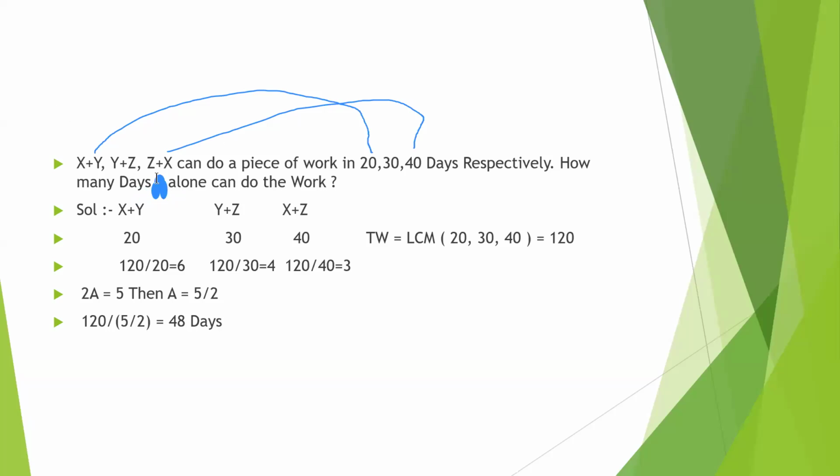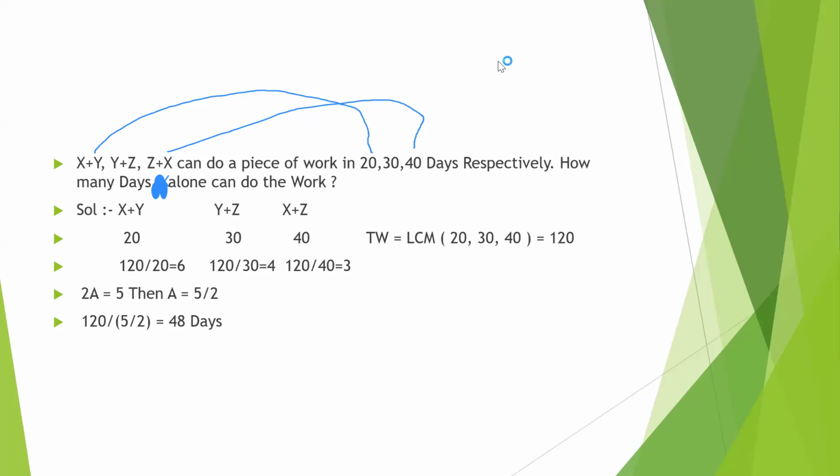Here we can find how many days x alone can do the work. So the solution: given the combinations of work for x plus y, y plus z and z plus x, first we have to find the total work. How do we find the total work? It is the LCM of the given days. Here the given days are 20, 30 and 40.